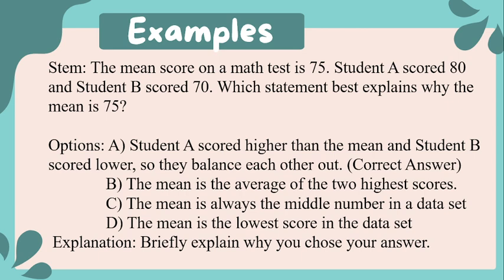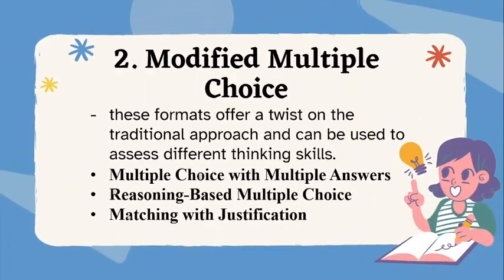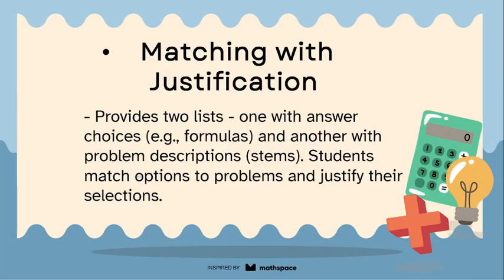So for example here, student A scored higher than the mean and student B scored lower, so they balance each other out. So our brief explanation might be because in finding the average or the mean, we have to add the two scores of each student, 75 plus 80 divided by 2. So divided by the number of the students, which gives us the answer 75. That's it.